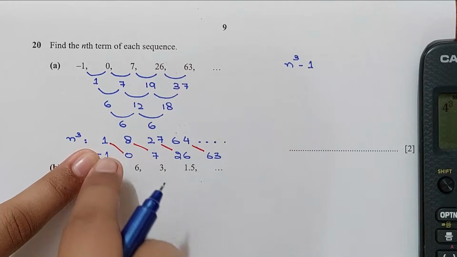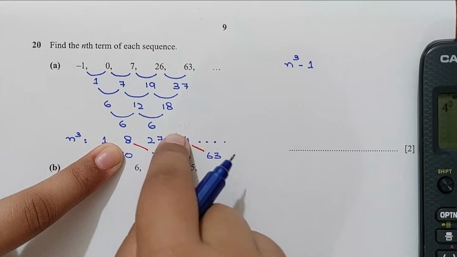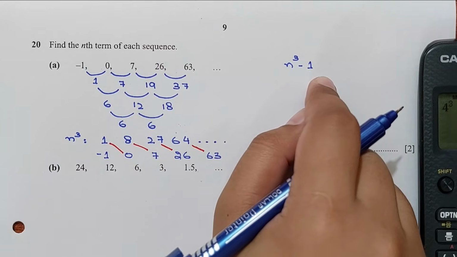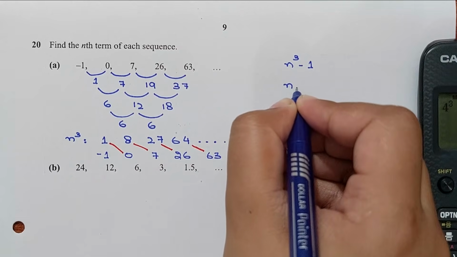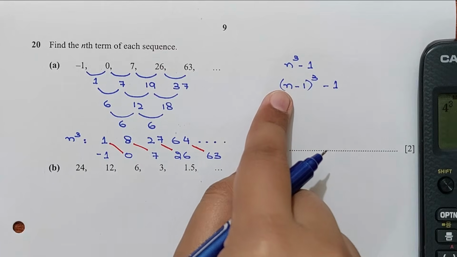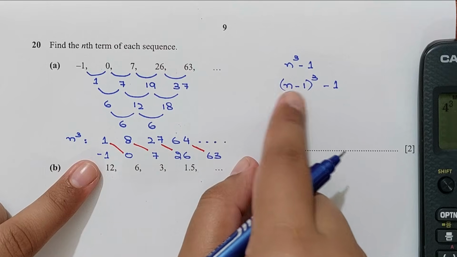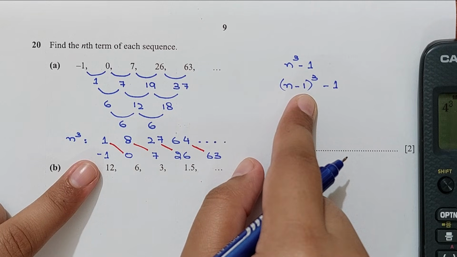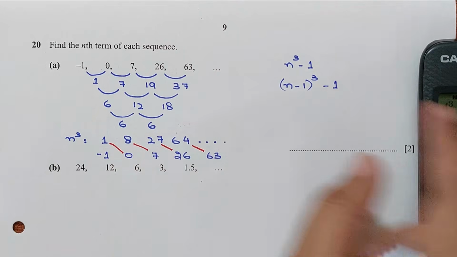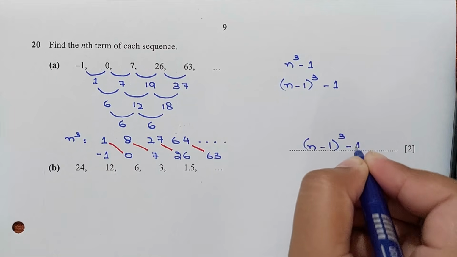For n cube minus 1, the second term is 7, the next is 26, and we get 63, but we are not getting the first term of the sequence by using this nth term. So if I consider n minus 1 whole cube and then take away 1: for the first term, 1 minus 1 is 0, 0 cube, minus 1. 2 minus 1 is 1, 1 cube minus 1 is 0. 3 minus 1 is 2, 2 cube is 8, 8 minus 1 is 7. Yes, this is the nth term: n minus 1 whole cube minus 1.